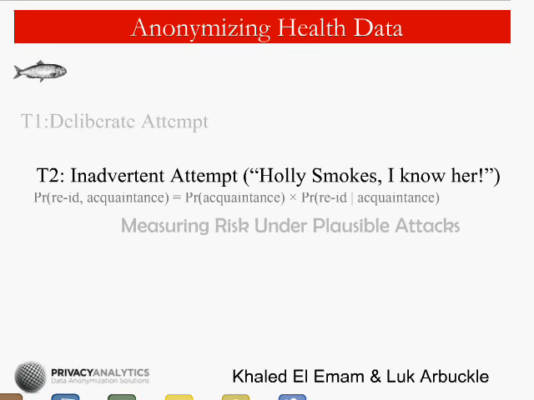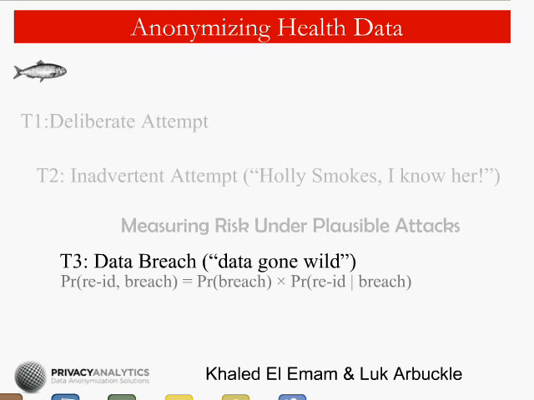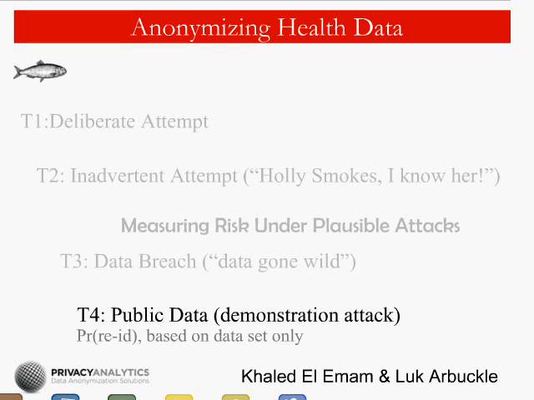And then T3, which is a breach, there's data on the probability of a breach occurring in a healthcare organization based on various surveys. So probability of breach can be quantified, and again, probability of re-identification given that a breach occurs can be measured from the data. So the three attacks that I mentioned on a non-public data set can be quantified in a defensible way. T4, which is the public data, there is no context here. You just make the worst case assumption and you assume that the attack is going to occur, and that's the probability of attempt is 1, and that it will happen.